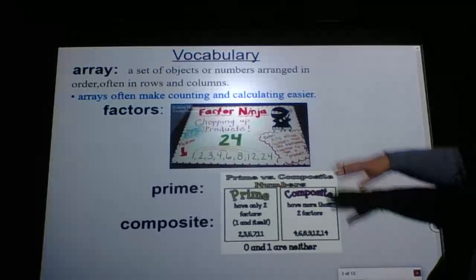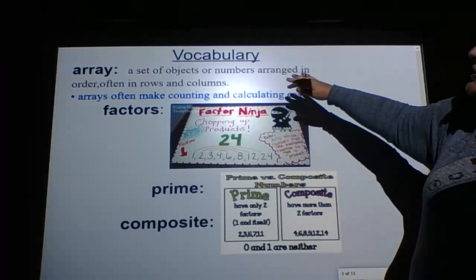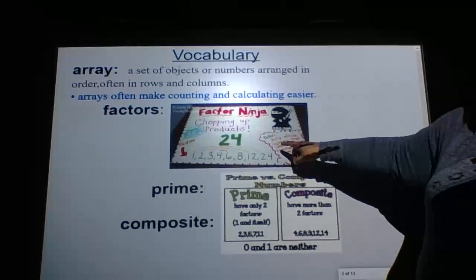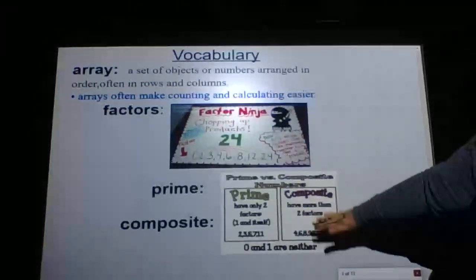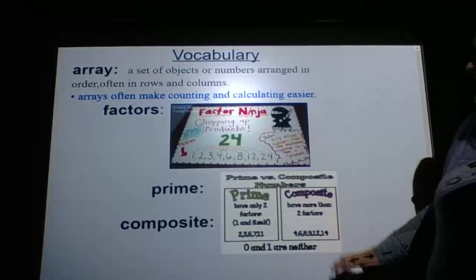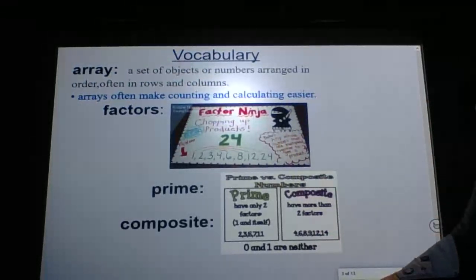Our vocabulary, we're going to touch on the word array again. It's our set of objects and numbers arranged in order in rows and columns. We have our factors. Remember our factor rainbows? Those are the numbers we multiply together to get our product. We talked about prime and composite last lesson. Prime is when a number only has 2 factors, one and itself. Composite is when it has more than 2 factors. Remember, when it has more than one arc on the rainbow.